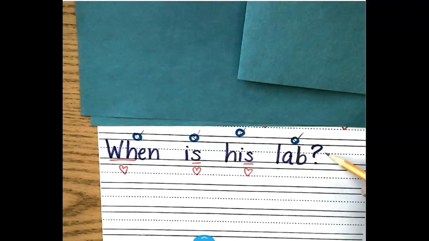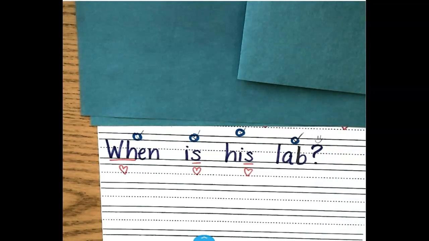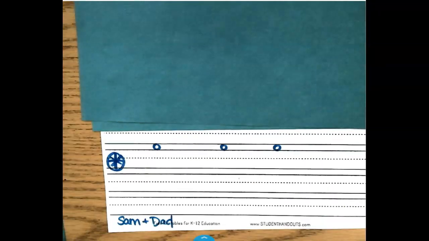What about this ending mark? Who remembered to put a question mark there? If you did, you can even put a little smile on top. Way to go. This was asking a question. When is his lab? We need a question mark. Awesome work on your first sentence. When is his lab? Now we're going to do our second sentence.